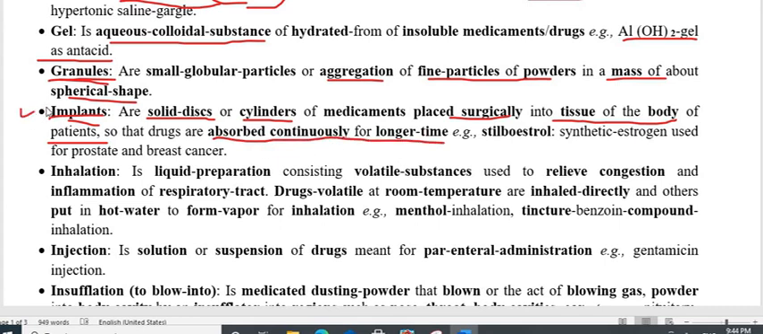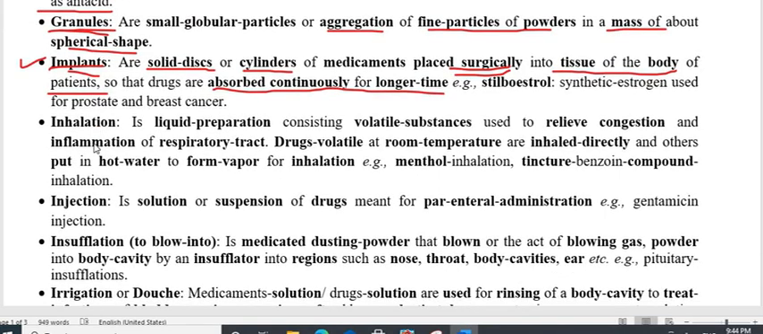So an implant is simply the planting of a drug which is solid in nature, and its shape may be disc or cylindrical. It is placed in the tissue by doing minor surgery within the body of the patient, because the drug has to be absorbed continuously by the patient for a longer time interval. The example is stilbestrol, used as a synthetic estrogen to treat prostate and breast cancer.